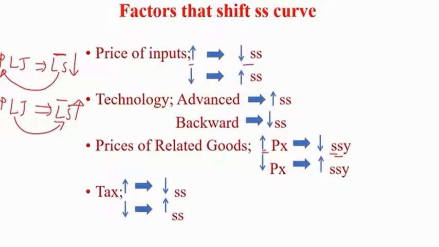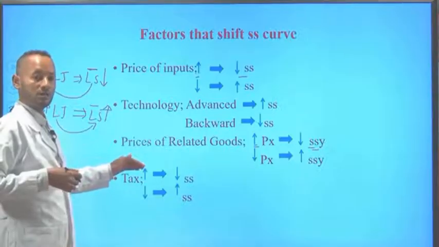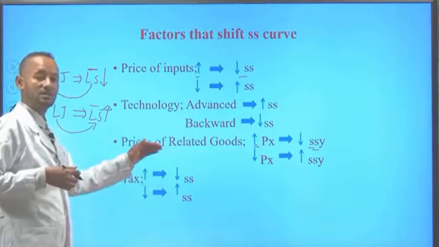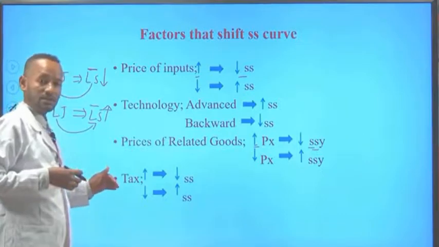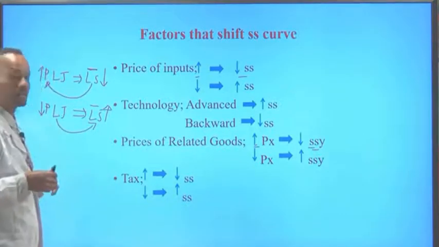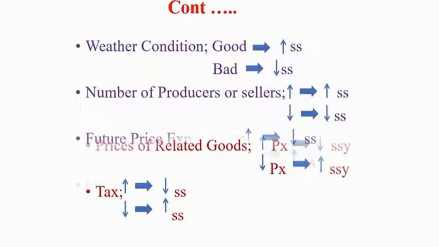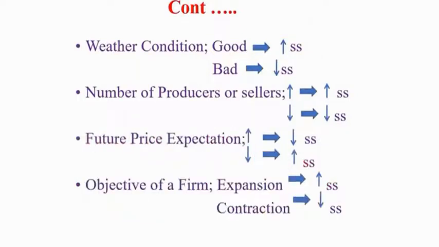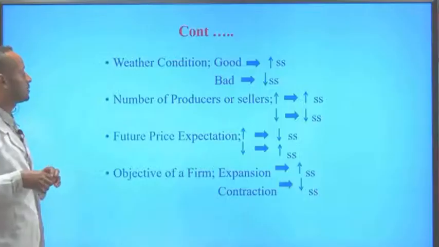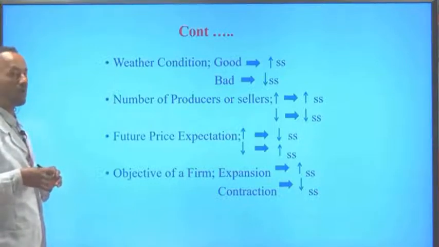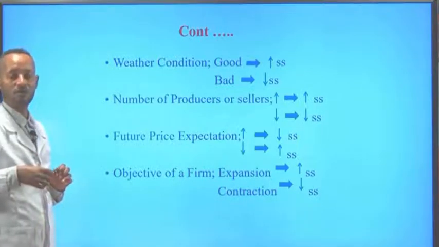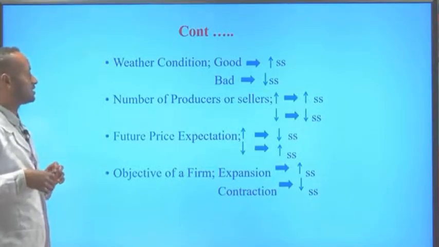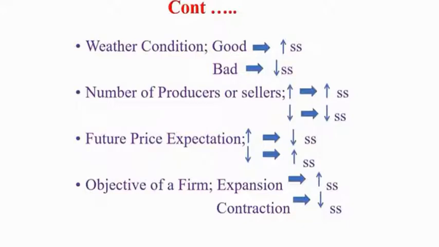Tax is another determinant. With an increase in tax, producers will supply less of a commodity and the supply curve shifts to the left. And with a fall in the tax imposed by the government, supply of a commodity will increase and it shifts the supply curve to the right. Another determinant is weather condition. If there is good weather condition, then the supply of a commodity will increase. And if there is bad weather condition, then the supply of a commodity will decline and it shifts the supply curve to the left. Another determinant is number of producers or sellers.